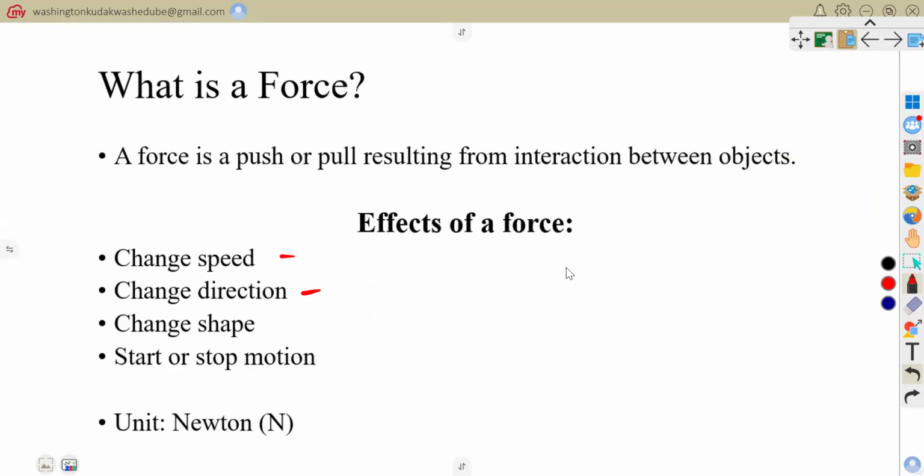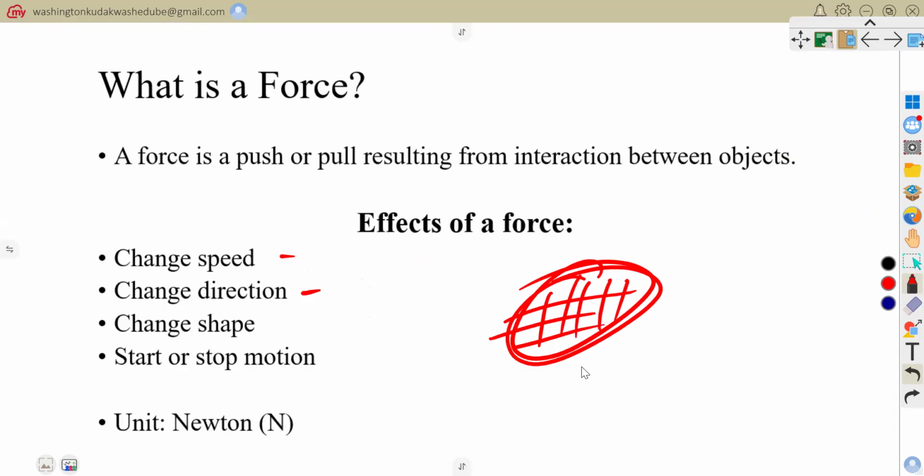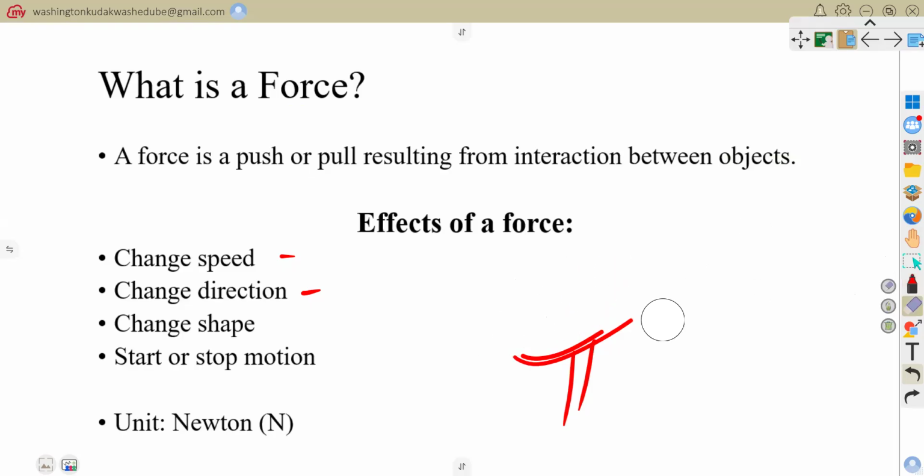Also, let's say that you have your racket and you hit a ball that is not a tennis ball, let's say a flaccid ball. You can change its shape, it can deform, or else burst. That deformation is what we refer to as the change in the shape of that object.